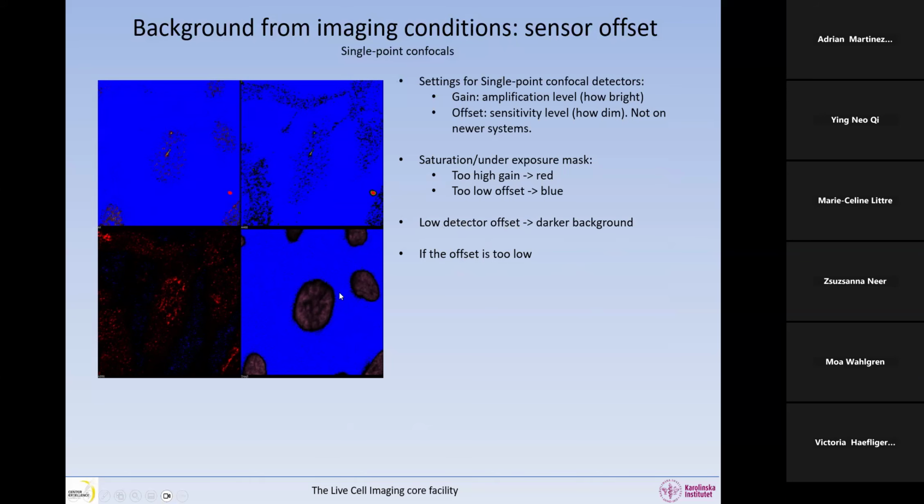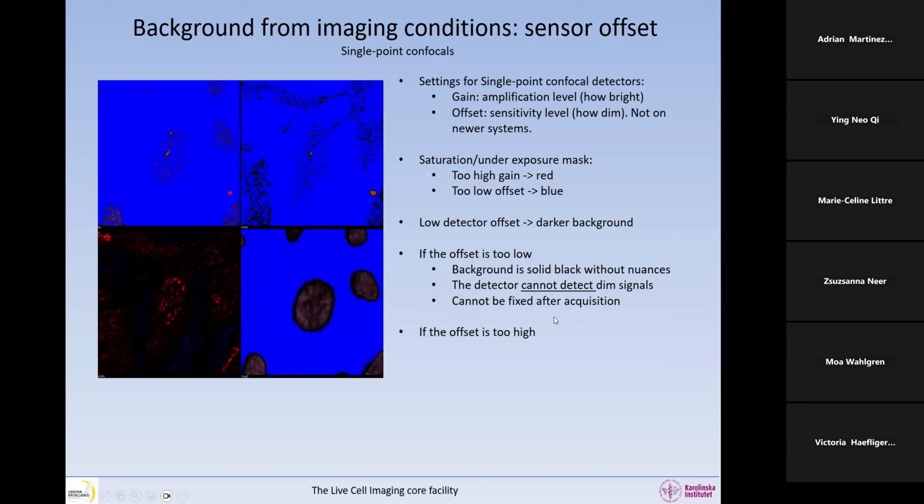So what happens if the offset is too low here? We're going to get a solid black in the background. There will be no nuances, no little variation in the background. And so if you set the offset too low, you are preventing the detector from detecting weak signals. So not only here, but also inside the cells. So don't have that. We do not want to have any underexposure in our images. This cannot be fixed after acquisition. You're just preventing the detector from acquiring.